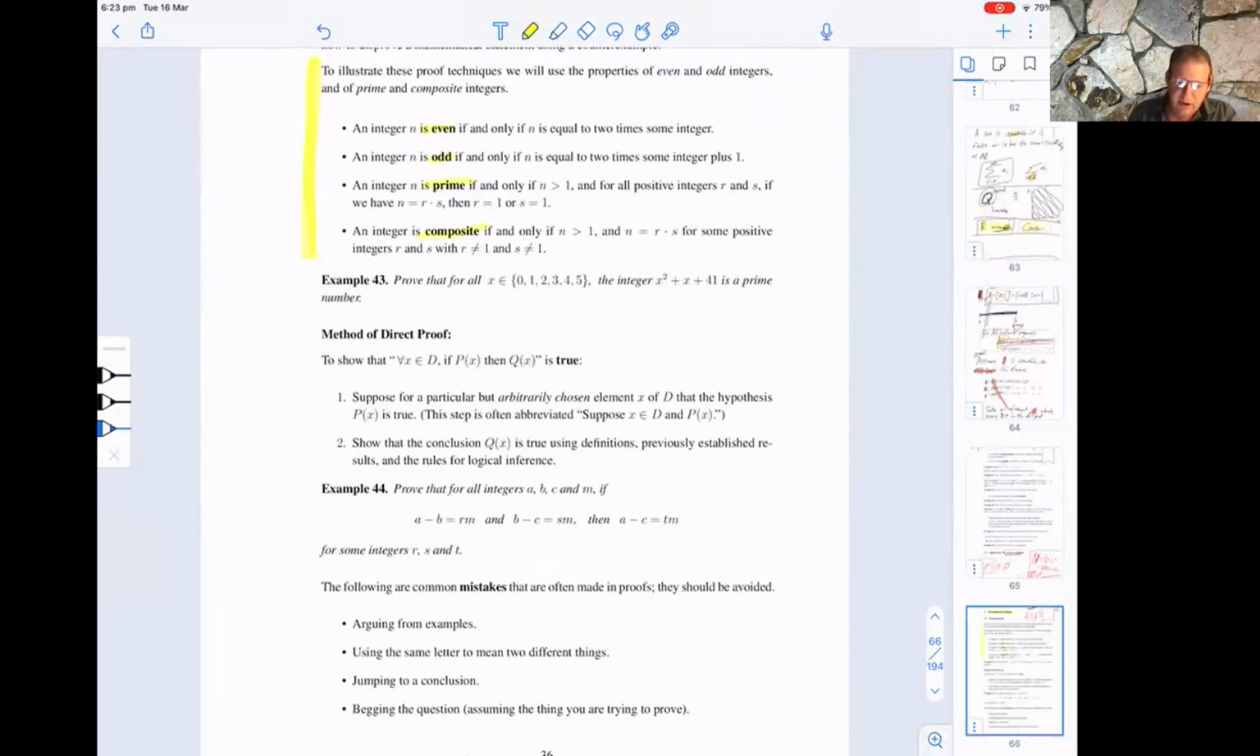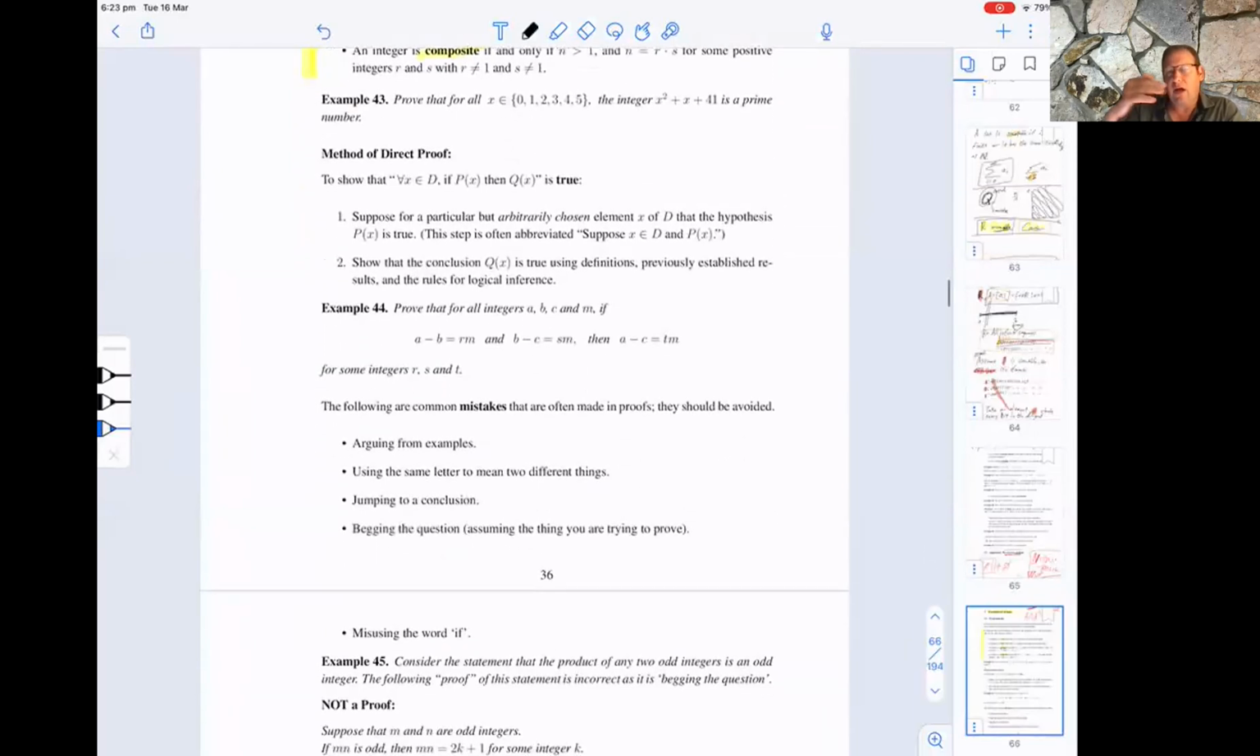A number is prime if it's greater than 1, and it's only divisible by itself or 1. Okay, so we're not going into this in depth. I'll stop a bit more on induction, because that is something we'll actually do thoroughly.